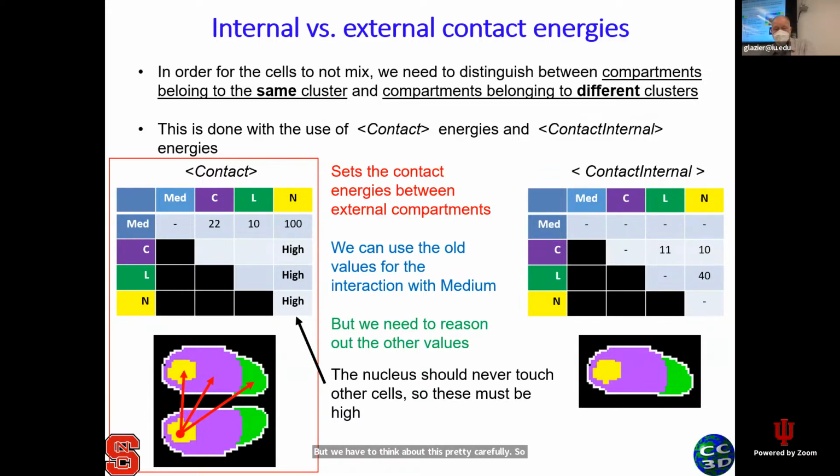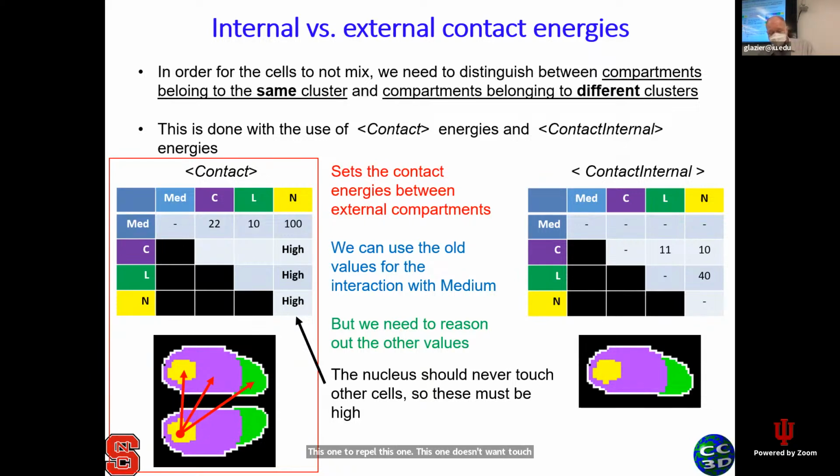So typically when we're going to build simulations of this kind, we start out by saying, what are the energies within a given cell that we need? We'll do the internal contact energies first. We want this component of the cell to touch this one, to repel this one. This one doesn't want to touch medium. The nucleus should stay in the middle, so it should be repelled by medium, and so on.